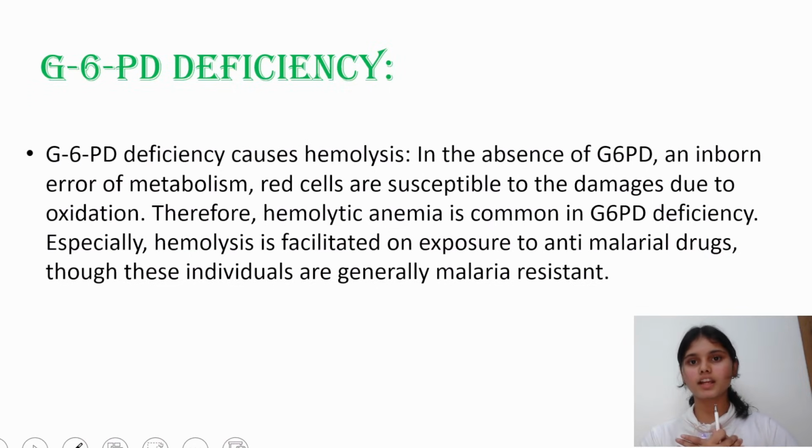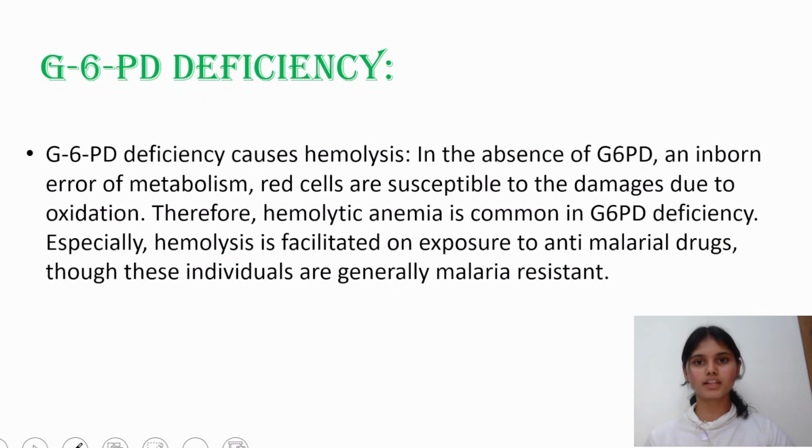A malaria patient, let's say I have malaria. Okay, so what happens? Because I have G6PD deficiency, my RBC membrane is going to be very susceptible to damage. It will easily break down. And because the malarial parasite depends on my RBC and my RBC is already weak because of the deficiency, I am naturally resistant to malaria. Works. So these individuals are generally malaria resistant. And hemolysis is further facilitated on exposure to the anti-malarial drugs.